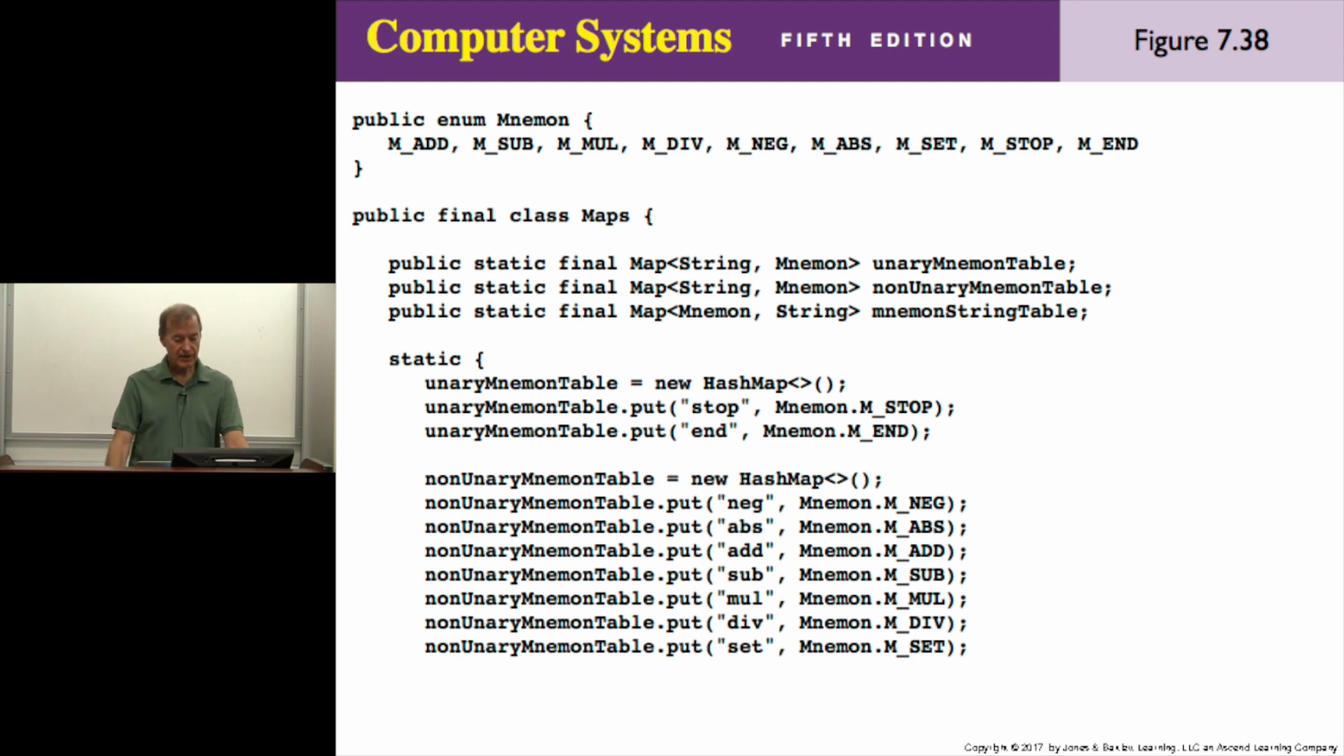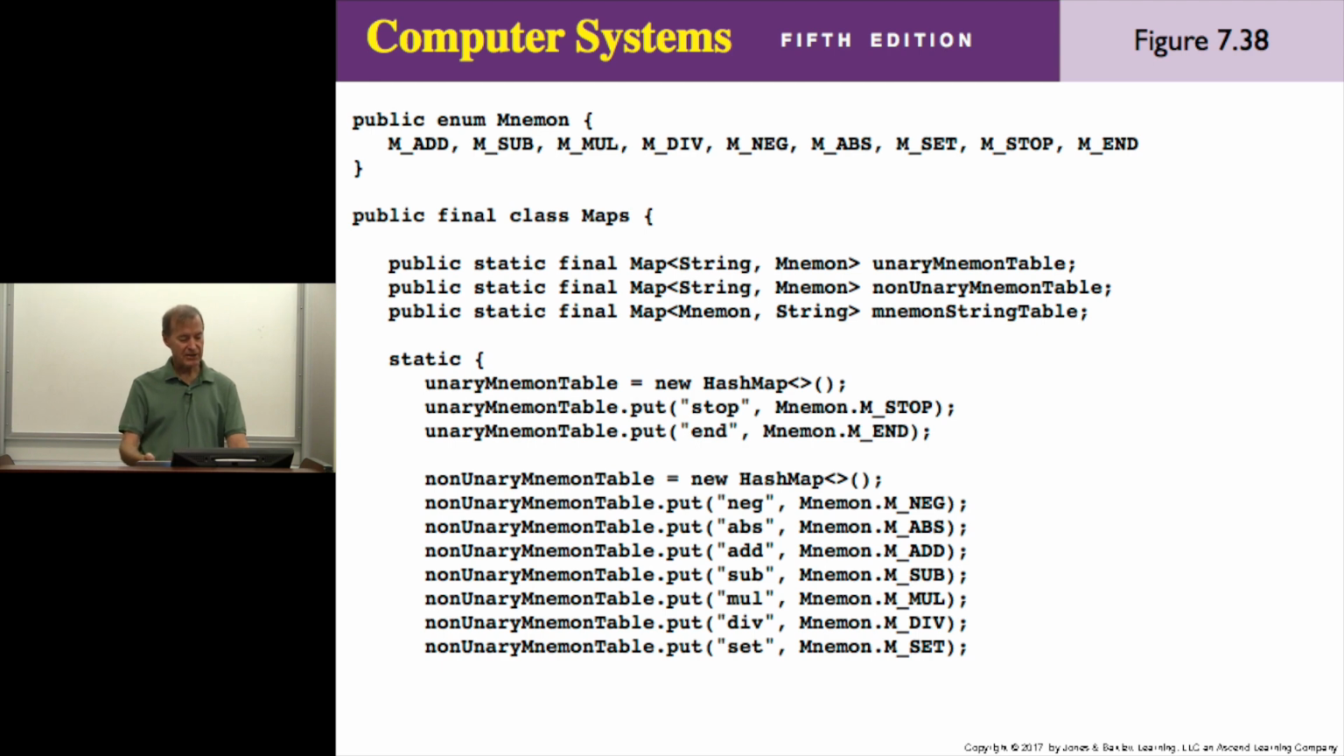String, okay? And you see how to populate this table. It's unary mnemonic table dot put, and then quote "stop", and then the mnemonic mstop. Now, we did this with the planet examples. Does everybody see how to populate these tables?